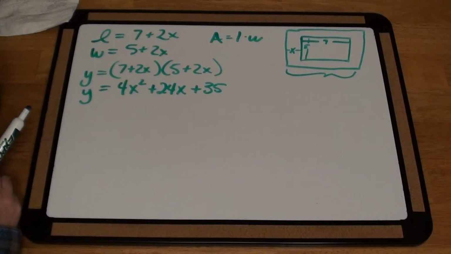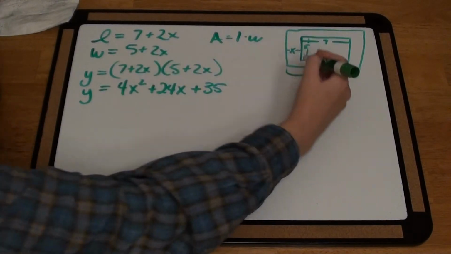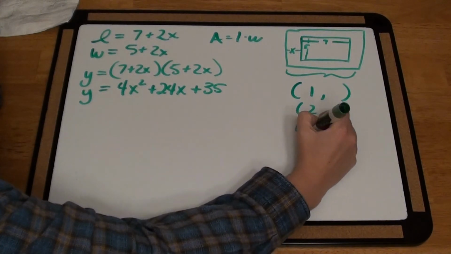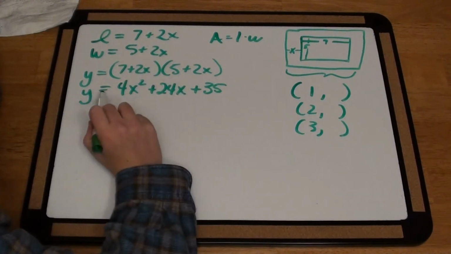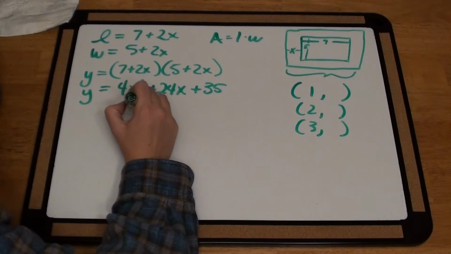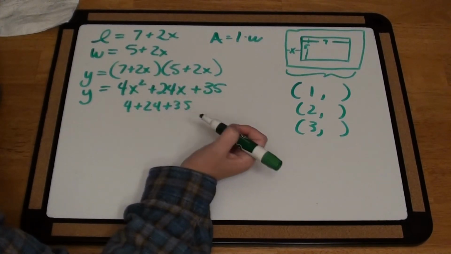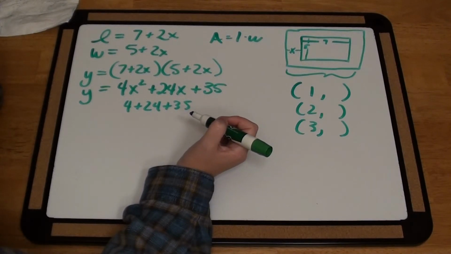Now C, predict the area of the region if x is 1, 2, or 3. So what they're asking now, what happens when x is 1? I put the 1 in. y equals 4 plus 24 plus 35. 28 plus 35 is 63.